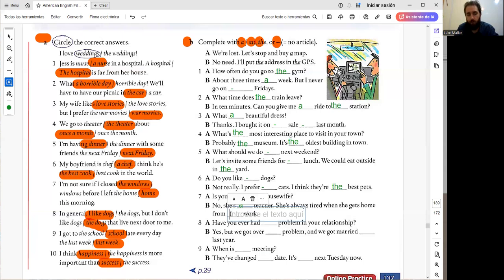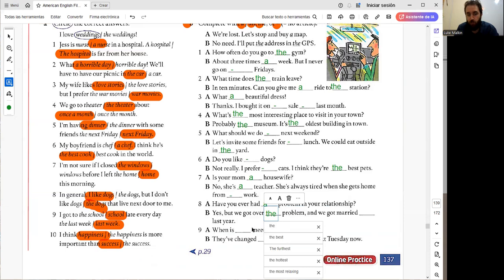Eight, have you ever had a problem in your relationship? Yes, but we got over the problem and we got married last year. In the first example, it's a problem because we are introducing it to the conversation. But now, in the second sentence, we've already mentioned the problem. It's now specific to us, so it's the problem. And we got married last year, no article with last.